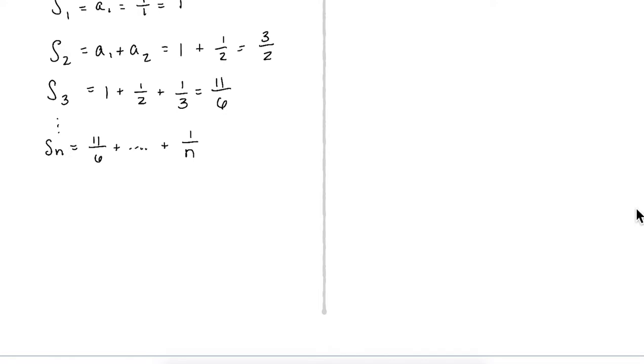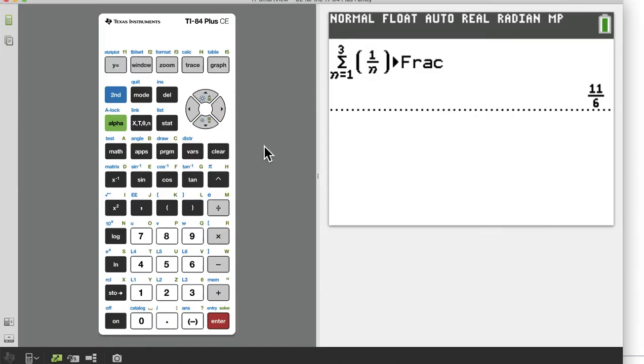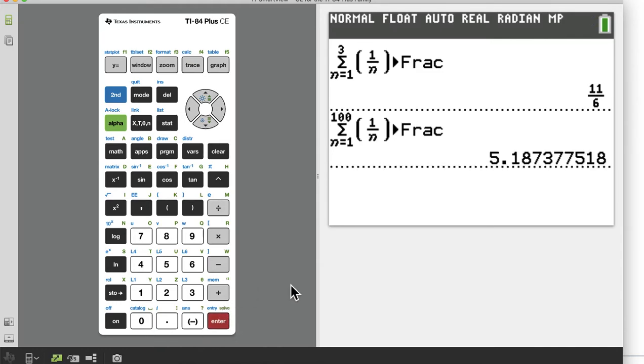So we're going to use the calculator to do these. Let's find S100, S1000, and S10,000. The easiest way to do this is if I go back to my calculator, I'm going to go up and copy this, and all I'm going to do is change that top number on my sigma. So I'm going to make that 100 now. And it's not even going to come up as a fraction anymore because the number is going to be too big. Okay, so S100 is 5.187.